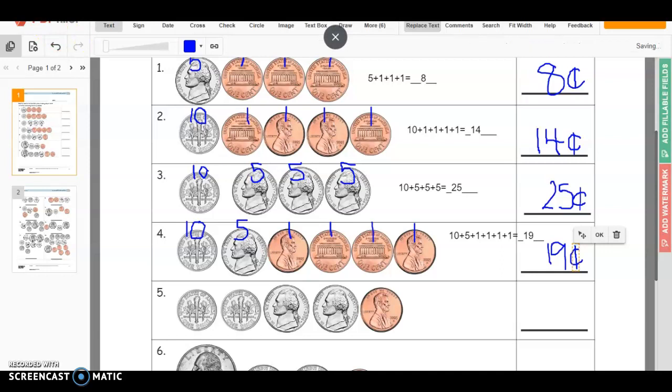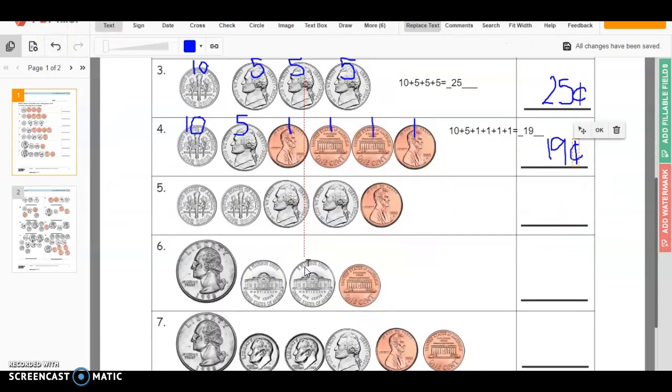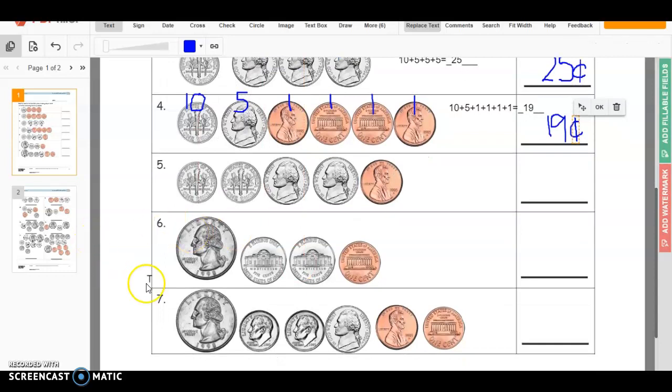We're going to go ahead and skip number 5, and we're going to go to 6 because I want us to work with a quarter. So this extra large silver coin that we have right here is called a quarter, and that is worth 25 cents. So I'm going to write 25 on top of it because that's its value.